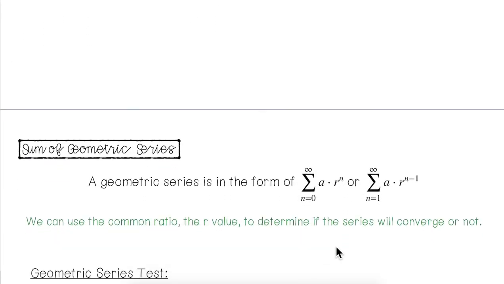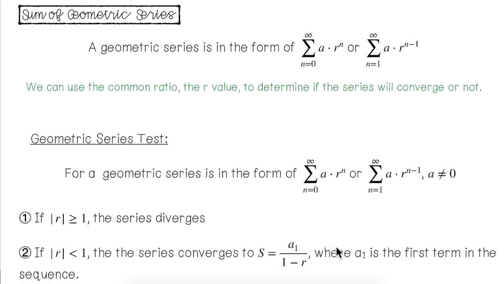Okay. So another type of series that we can find the actual sum of is called a geometric series, and that goes right along with geometric sequences. A geometric series is in that format of a times your common ratio raised to an exponent. And you can start the series at either 0 or 1. It just changes how the exponent looks.